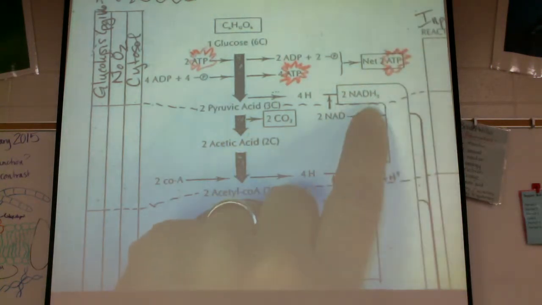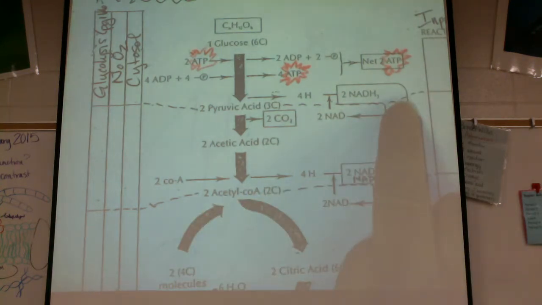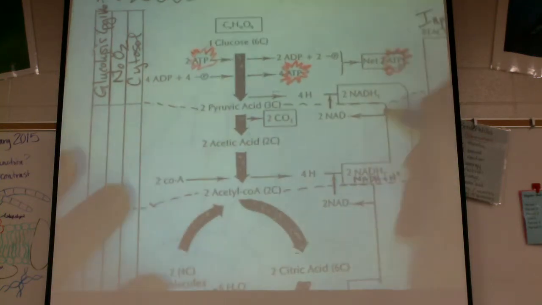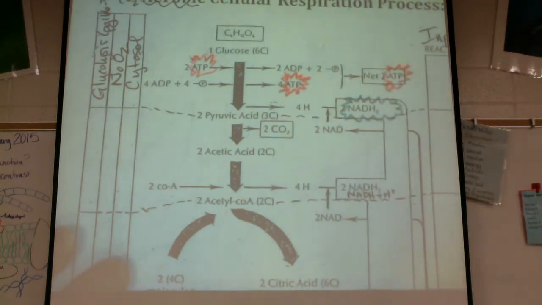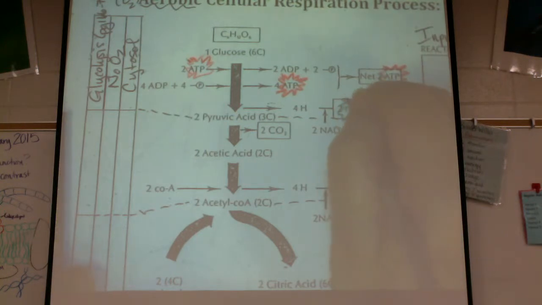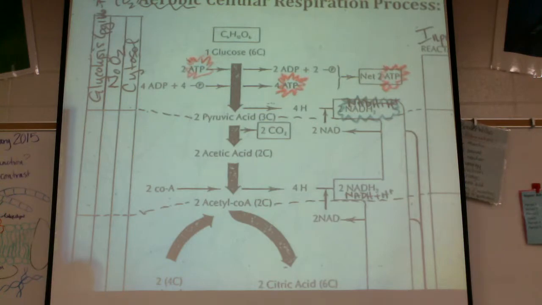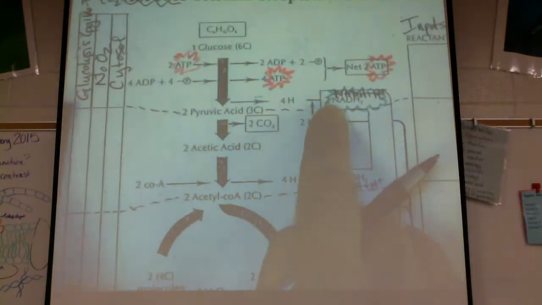Not only that, you're going to get, you know what? I want you to grab another color. So, remember your NADH? I think back in the day we had another color for that. I'm going to use a little teal here. So NADH, also known as NADH plus H pluses, okay? That's the other thing that's made during this process of glycolysis.